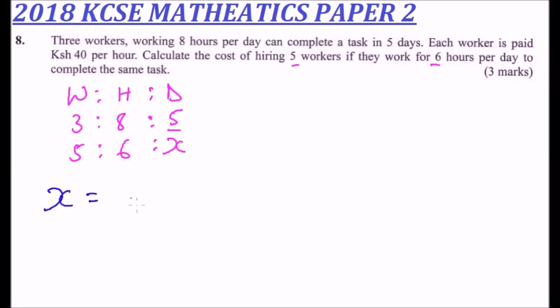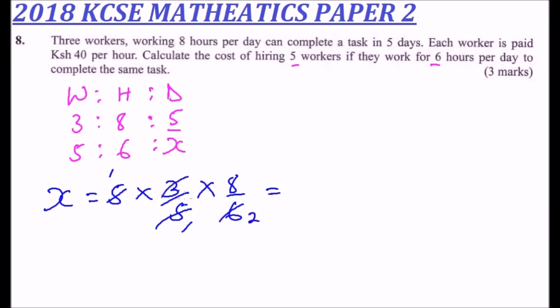So we say our x equals 5. What will happen to the number of days when we increase the workers? When we increase the workers, the number of days should reduce by the ratio of 3:5, multiplied by, when you decrease the number of hours, the number of days should increase in the same ratio of 8:6. So when you work that out, 5 divided by 5 is 1, 5 divided by 5 is 1, then we have 6 divided by 3 is 2, the 3 is 1, so we have 8 divided by 2 is 4, so it equals 4 days.